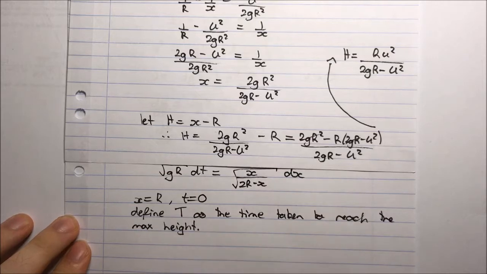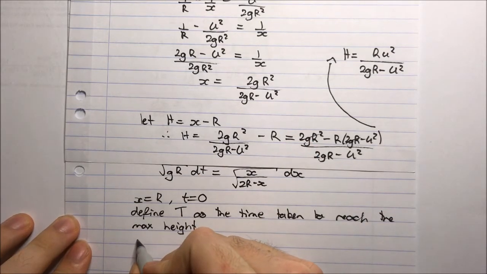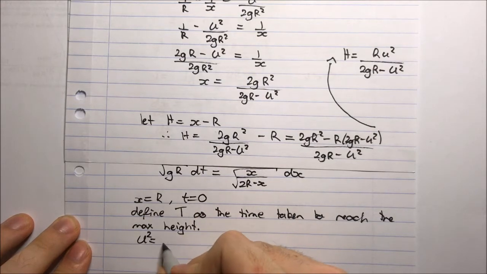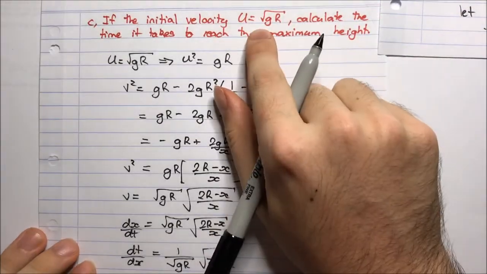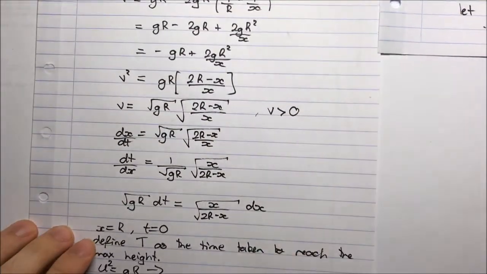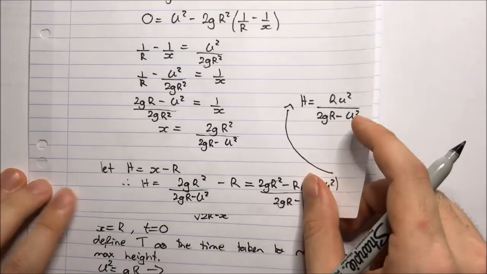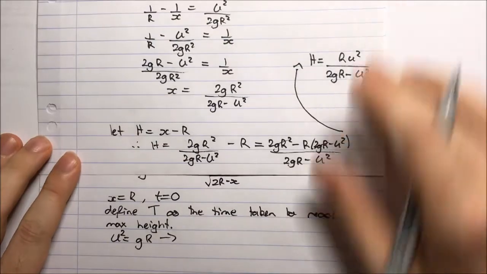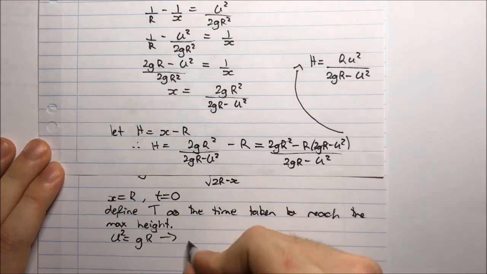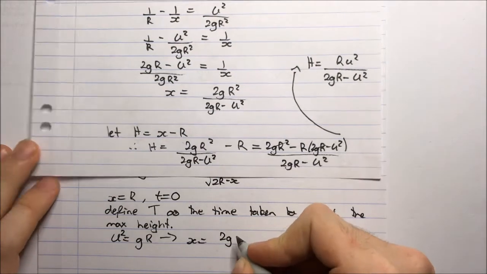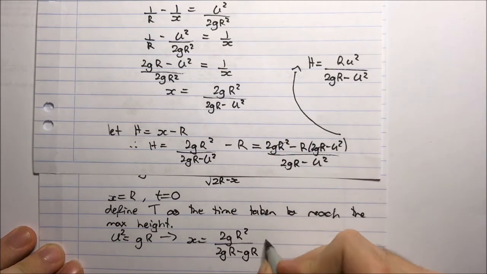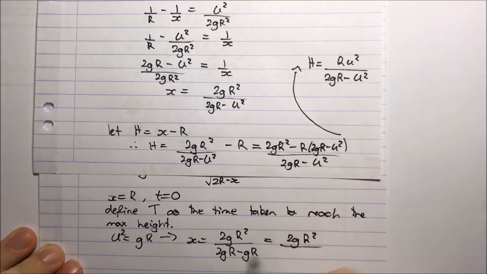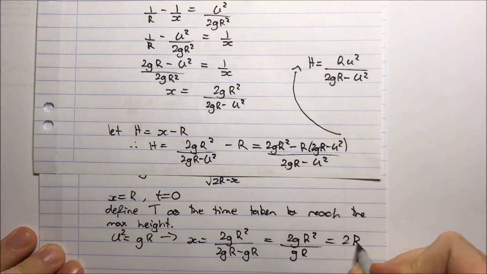So let's see. When u is the square root of gr, so u squared is gr, because that's the condition in our question, if I sub that in, what do I get? Yep. So x equals 2gr squared over 2gr minus u squared, which is gr. So that's 2gr squared over gr, which is 2r.